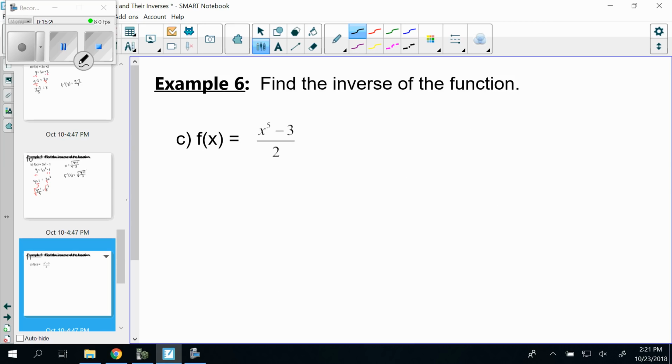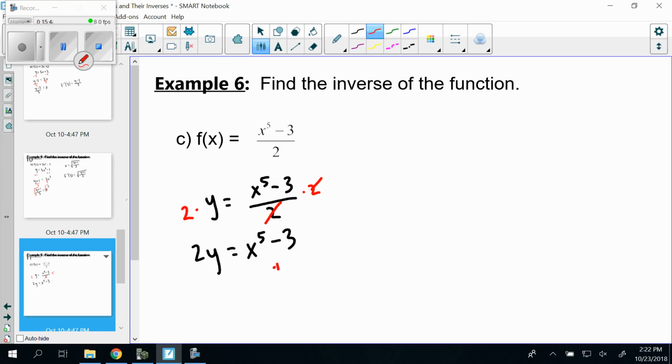All right, why don't you pause the video, try it out, example 6, and see what you get. All right, let's see how you did. f of x is the same as y again, so our goal is to get x by itself. First step, we can't add that 3, it's being divided by 2, so we have to do that first. The opposite of dividing by 2 is to multiply by 2, so we multiply both sides by 2. So now we have 2y equals x to the 5th minus 3.